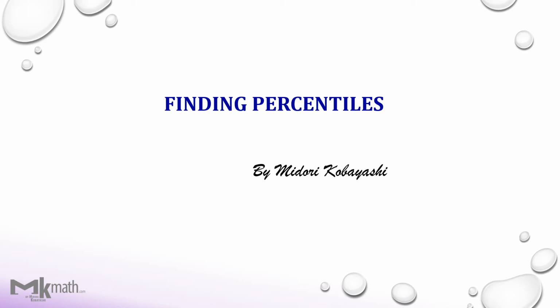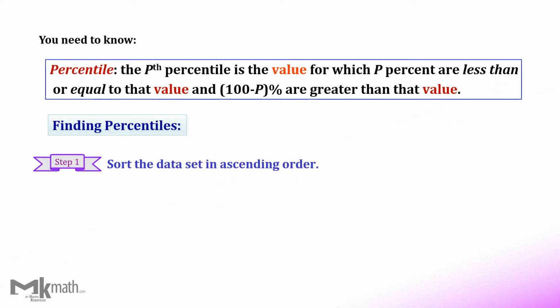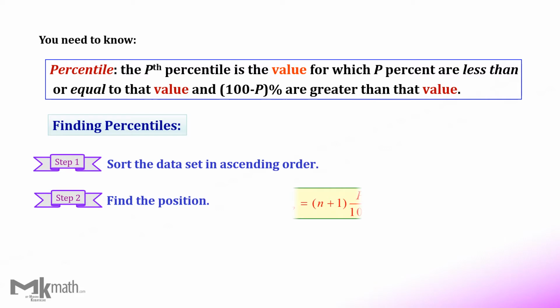In this video, I'd like to show how to calculate the percentiles. There are 3 steps to find percentiles. Step 1. Sort the dataset in ascending order. Step 2. Find the position using the formula shown.